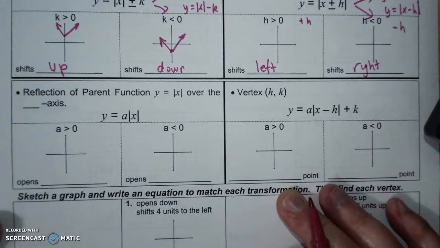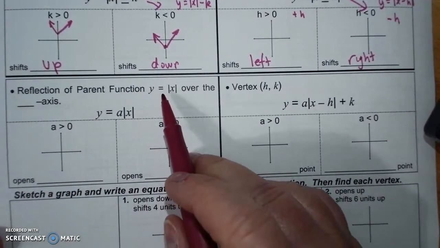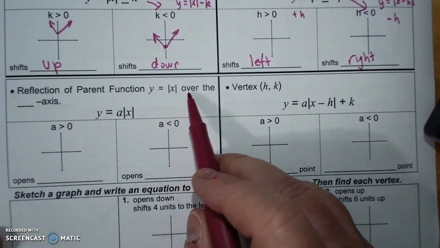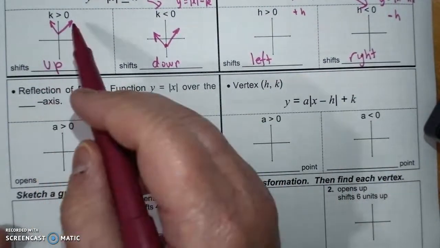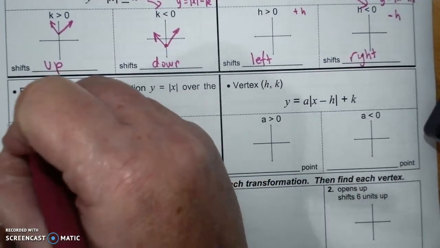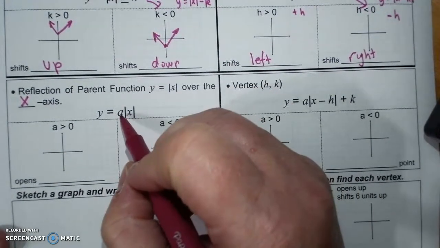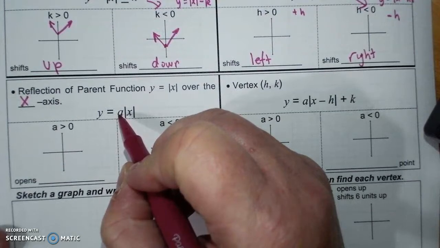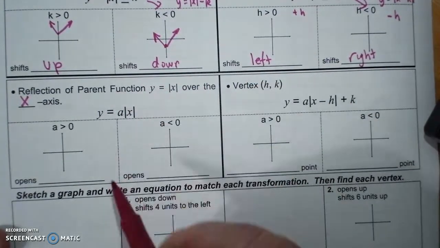Okay, here we go. Reflection of the parent function y equals absolute value of x: we don't flip over the y, we're always flipping over the x-axis. And that's not a number, that's a symbol. So it is whether a is positive or negative.